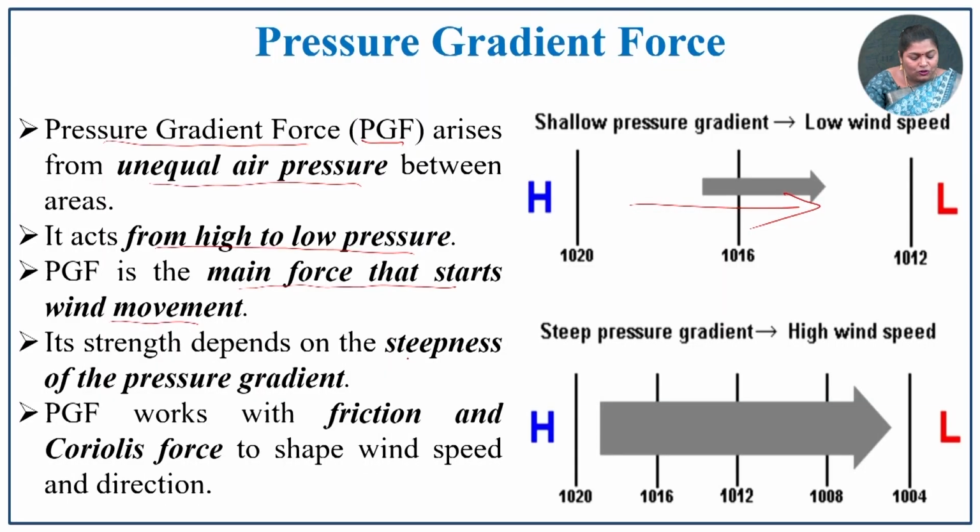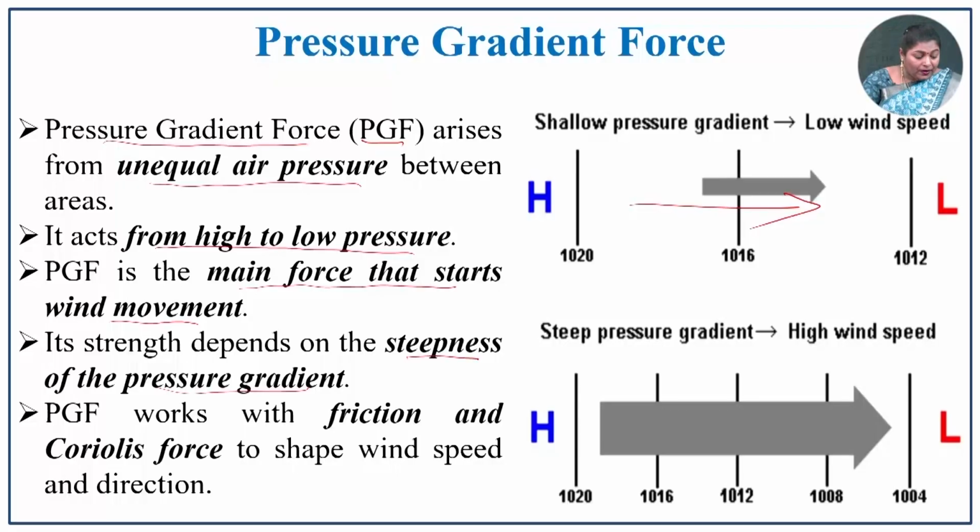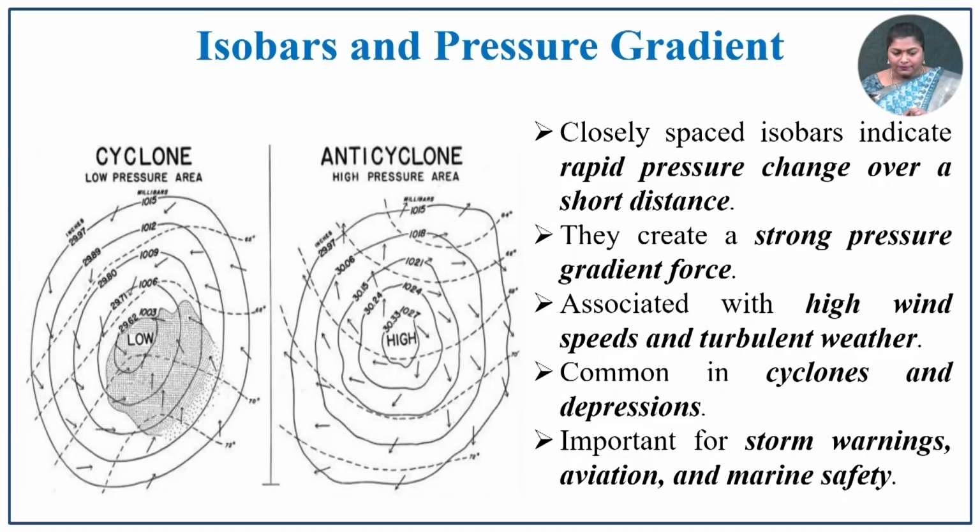Its strength depends on the steepness of the pressure gradient. The steeper the pressure, the stronger the force. The pressure gradient force works with friction and Coriolis force to shape the wind speed and direction. So, it is not acting individually, it is acting along with the friction force as well as the Coriolis force. These three combine together to determine the wind speed and direction.